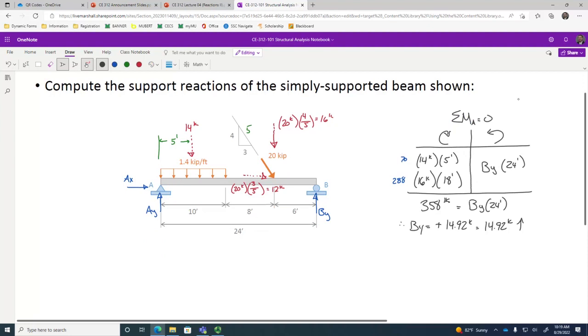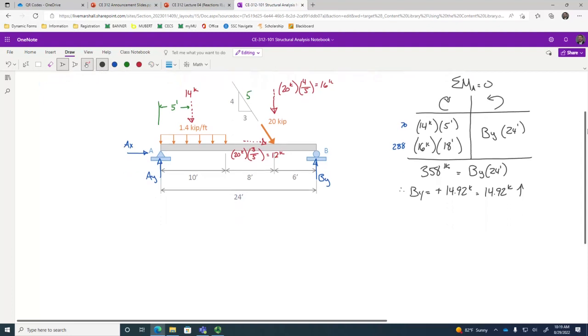Okay, so now I'm going to go ahead and deal with the sum of forces in the y direction. Now that I have BY, I can go ahead and solve for AY. Let's go ahead and do that. So let me scooch this down a little bit. I think that's good. So we'll sum forces in the y direction over here. Thoughts on the table? Think we're good?